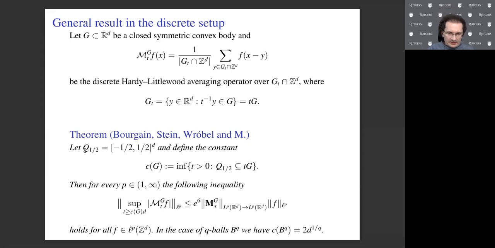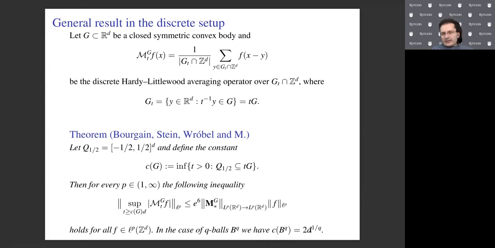Let's consider the unit ball in R^d, which is centered at the origin, and let's define the following quantity. This is the smallest parameter t such that the dilated convex body contains the unit cube centered at the origin. And then it turns out that for every p, the following inequality holds. If we take the supremum over all radii which are bigger than c(G) times the dimension, then this norm can be controlled by the norm of the corresponding continuous averaging operator times the norm of the function f in L^p. And this constant here is a numerical constant, independent of the dimension. And in the case of the q-balls, we are able to calculate what this c(B^q) is. This is equal to 2 times the dimension to 1 over q.